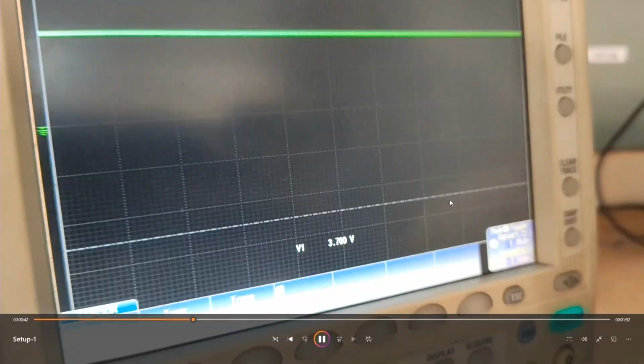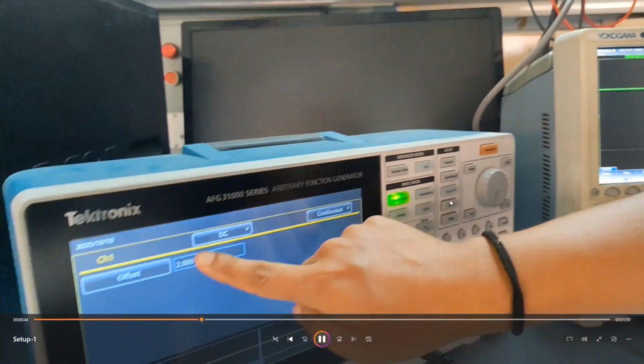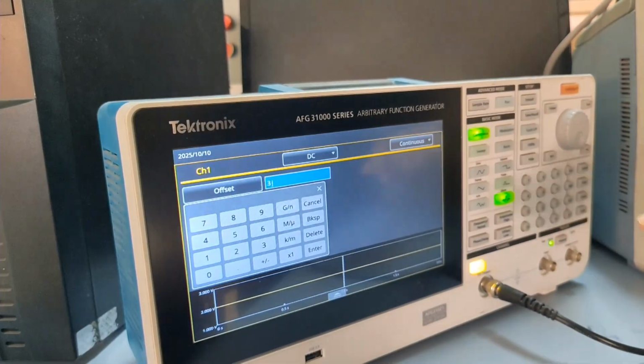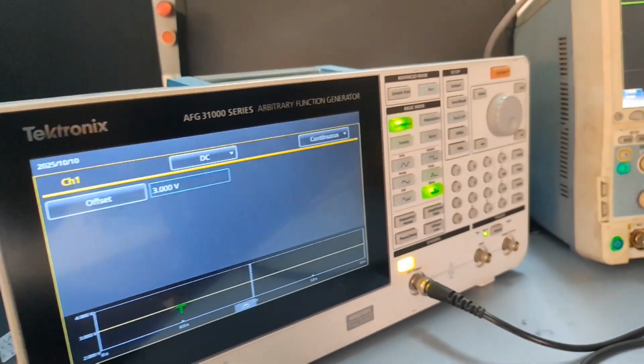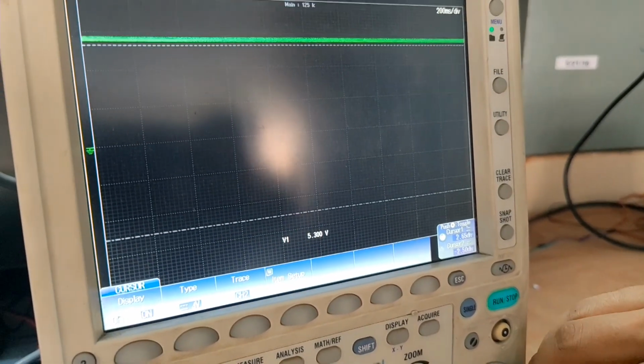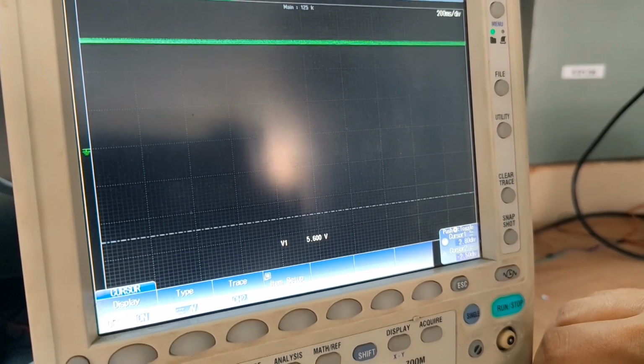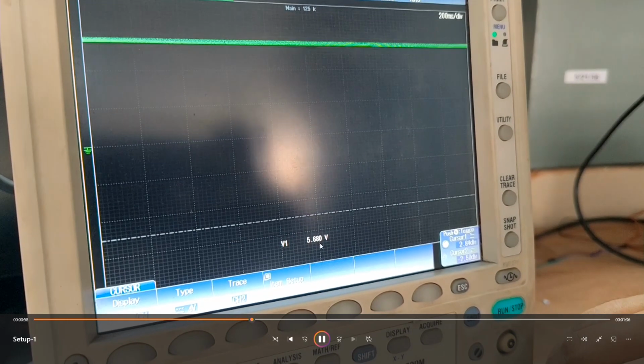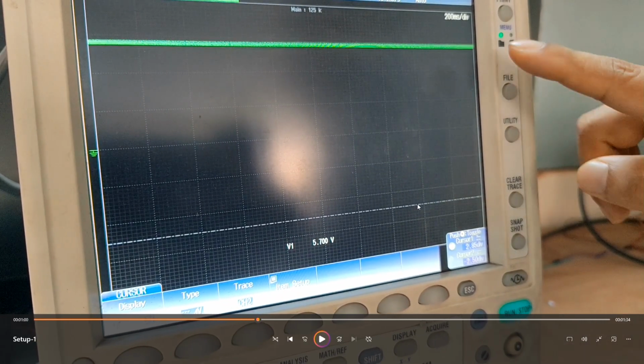So if I give 1 plus 2, 3 volt, which is basically U1 plus U2, I expect, if it is a linear system, that it should give out 3.7 plus 1.7, 5.4 volt. Let us see what happens. You see, it is 5.7 volt, not 5.4 volt.